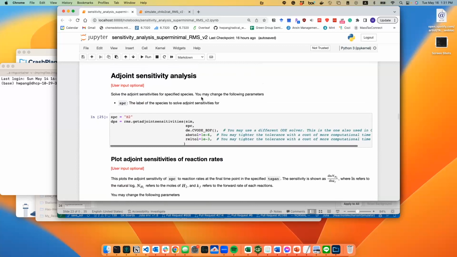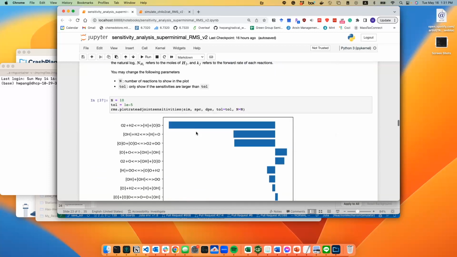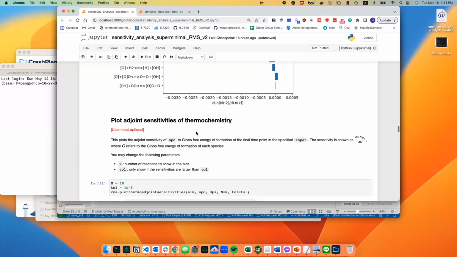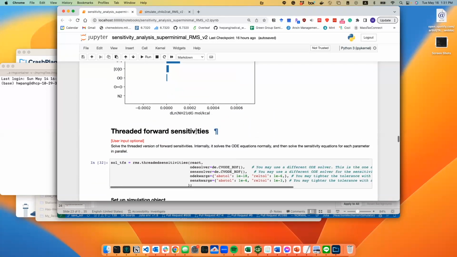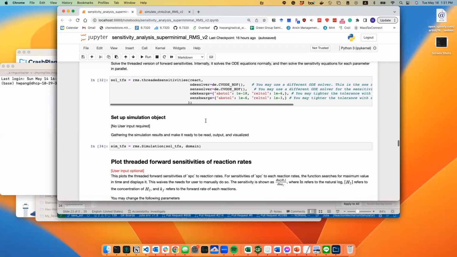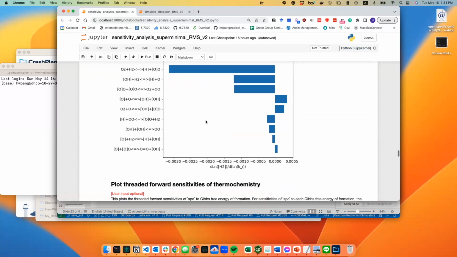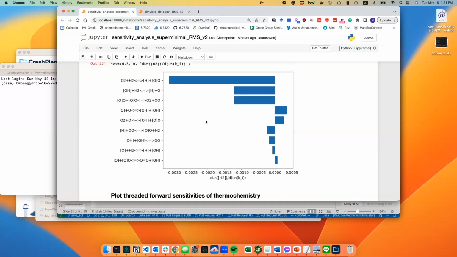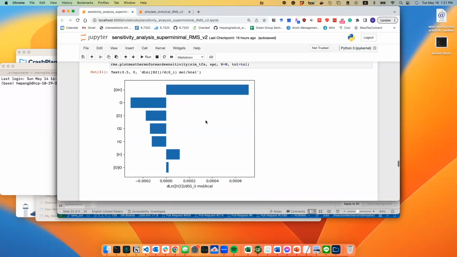After that comes the adjoint sensitivity equation. This function tries to solve the adjoint sensitivity equations that I showed previously. Then we have the same two plotting functions that get called. After that, we will do the threaded forward sensitivity version, and as you can see, it follows the same order. It plots the rate sensitivity, and then it plots the thermal sensitivity.